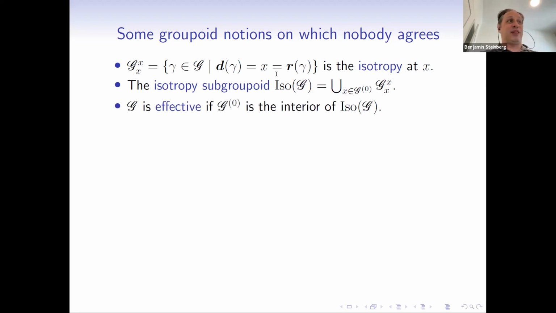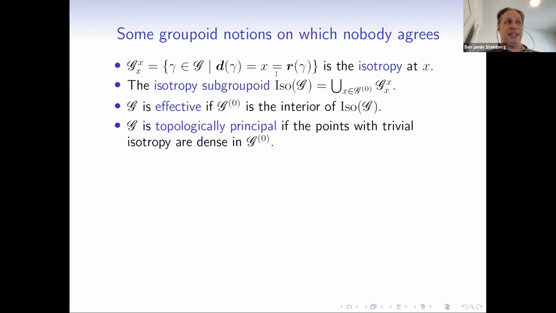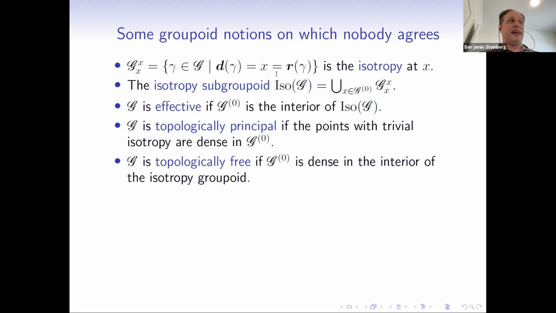And now we get to the controversial notions. So G is effective if, the unit space G0 is always open, and it's the interior of the isotropy groupoid. The groupoid is called topologically principal if the points of trivial isotropy are dense in G0. And it's called topologically free if G0 is dense in the interior of the isotropy groupoid. So these are 3 related notions that are all different.